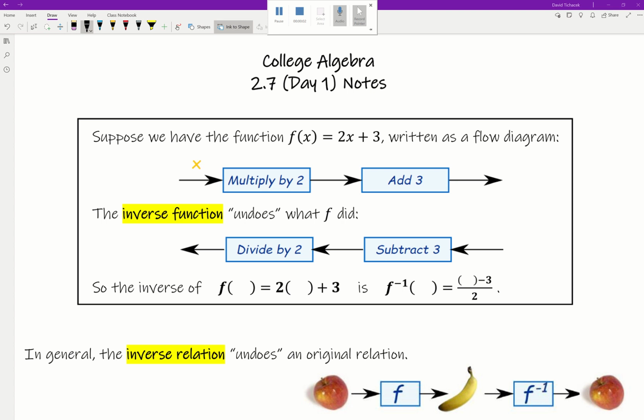Alright friends, in this video I'd like to take a first day for section 2.7 of your textbook, and specifically in this video we're going to begin our discussion of inverse functions. And so let's go ahead and get into that, right?